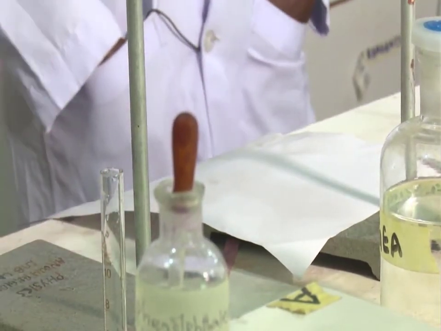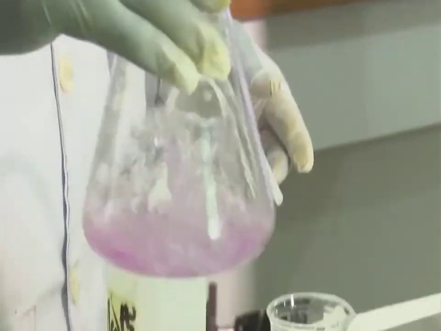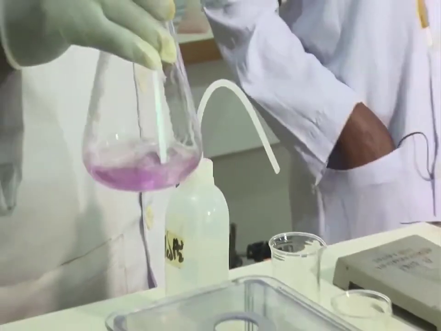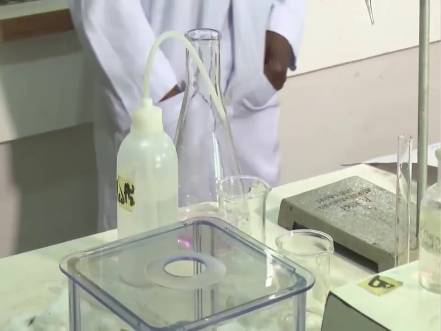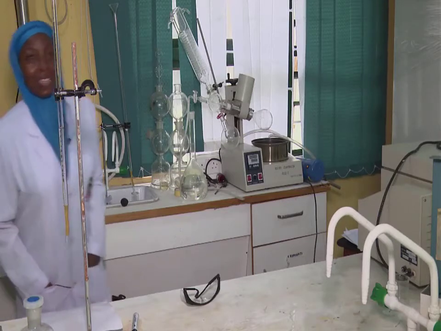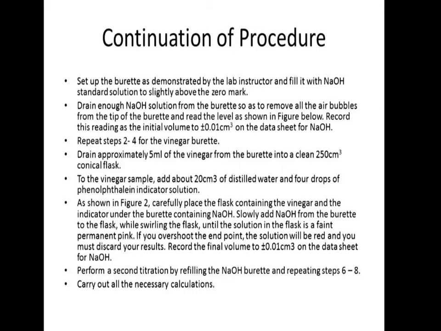Take note of the volume of the sodium hydroxide that's changed the vinegar solution to faint pink color. From what I have here, I have like 39. Record the volume to plus or minus 0.01 cm³ on the data sheet for sodium hydroxide. Perform a second titration by refilling the sodium hydroxide burette and repeating steps 6 to 8. Carry out all the necessary calculations.